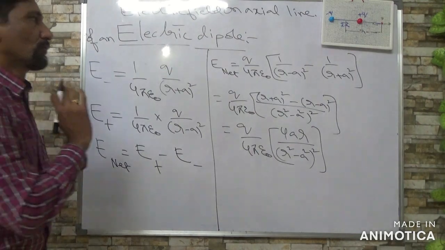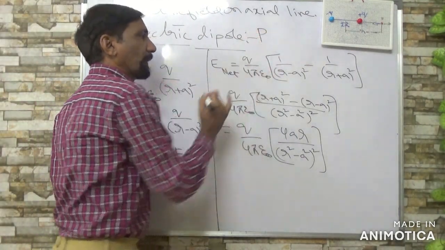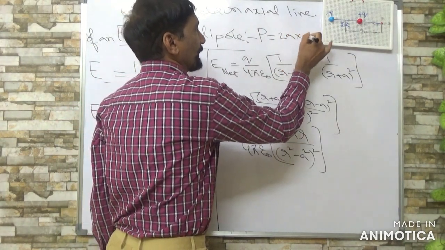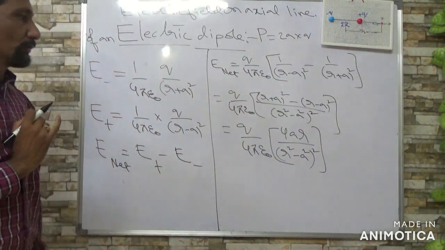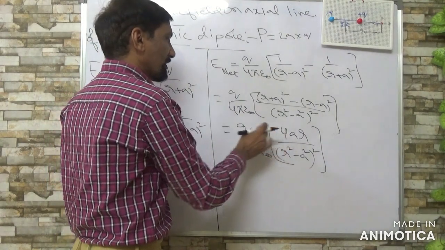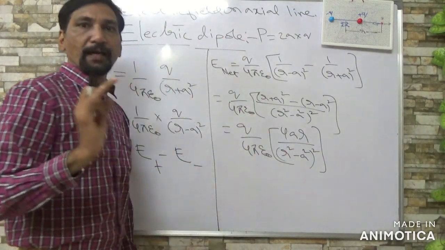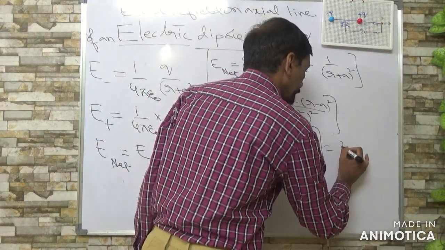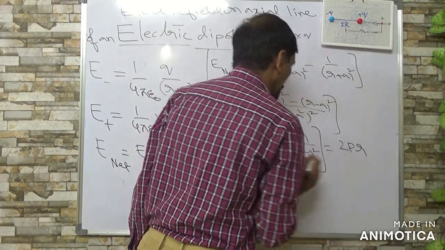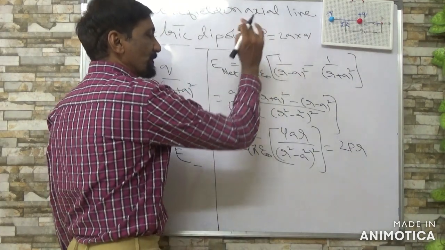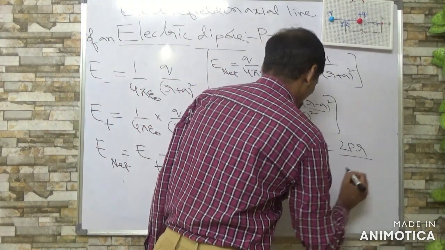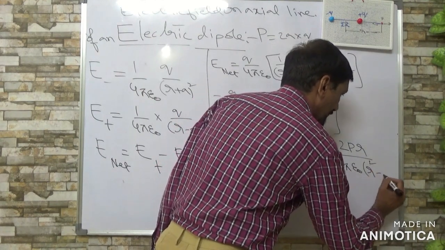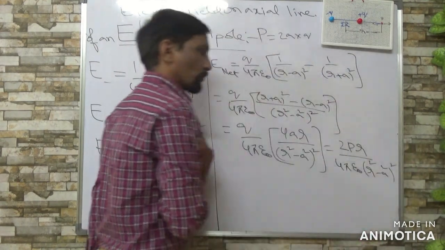Now you all know the dipole moment, denoted by the letter p, is the product of length and charge. So instead of 2a and q, you can write the dipole moment. So 2pr, because 2aq is taken as p, by 4 pi epsilon naught into (r square minus a square) whole square.